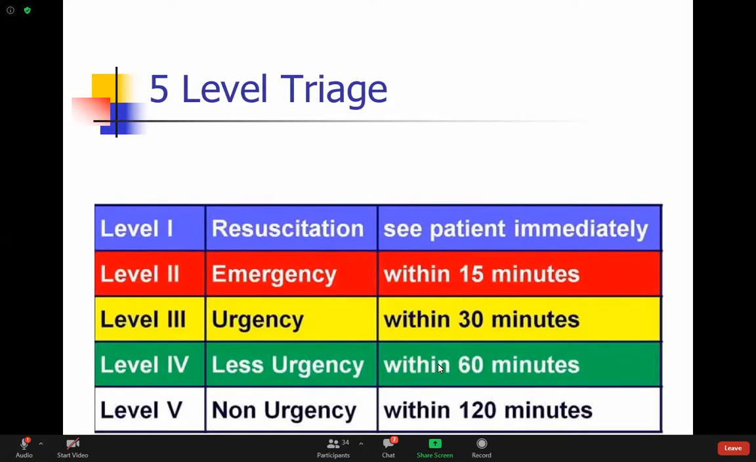So triaging, usually it's a 5-level triage. This is in the United States, Canada, UK, and Australia. Before, or at some countries, they have a 3-level triage process. But in most countries, it's a 5-level, level 1, 2, 3, 4, 5.